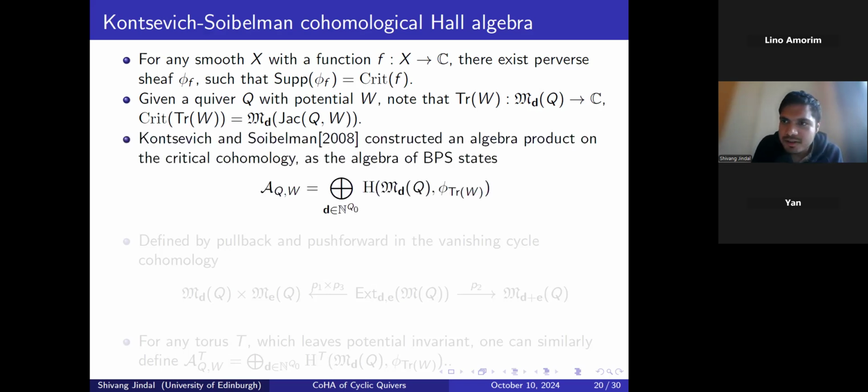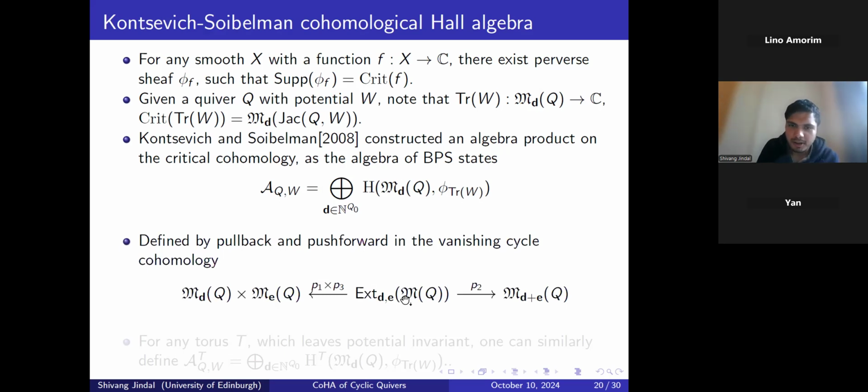Now, Kontsevich and Soibelman defined an algebra structure on the critical cohomology of the stack M_D Q. By critical cohomology, I mean we take coefficients in vanishing cycles. So this vector space A_{Q,W} is defined to be the direct sum over all dimension vectors of the cohomology of this stack of representations of the quiver with coefficients in this perverse sheaf of vanishing cycles. I'm not familiar with physics, but this is supposed to give a mathematical definition of the algebra of BPS states. Now, how do they define this algebra structure? This is also defined by a similar Hall algebra kind of product.